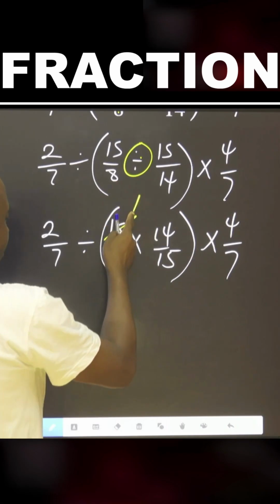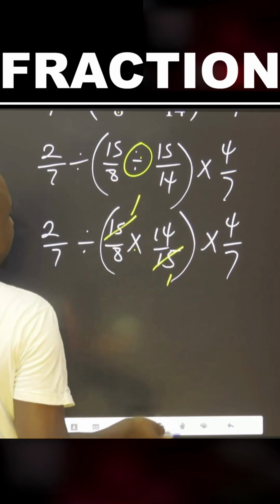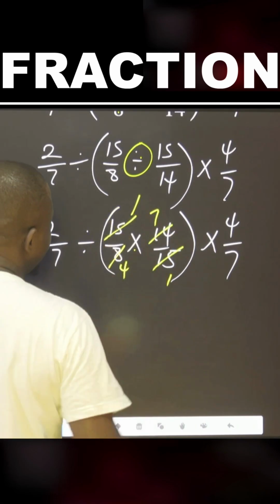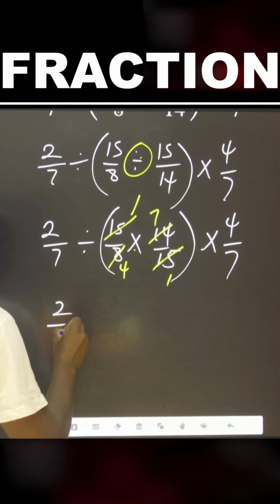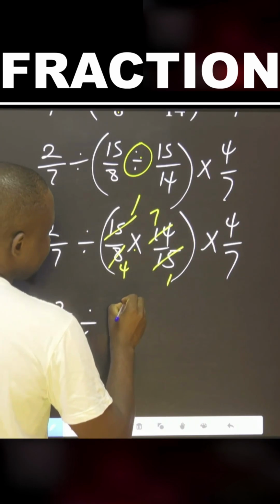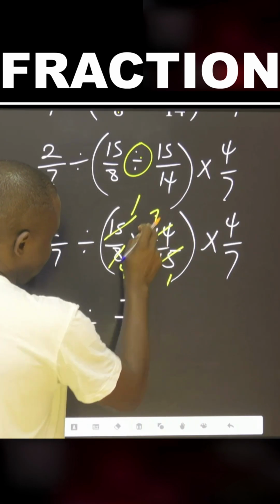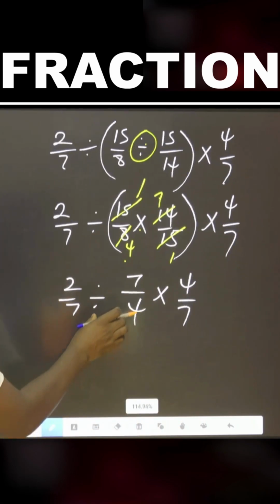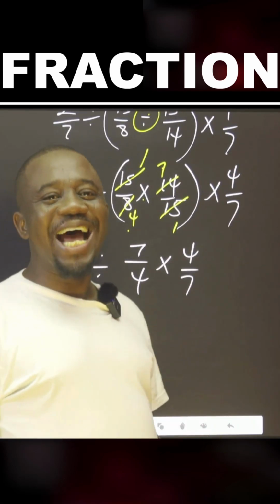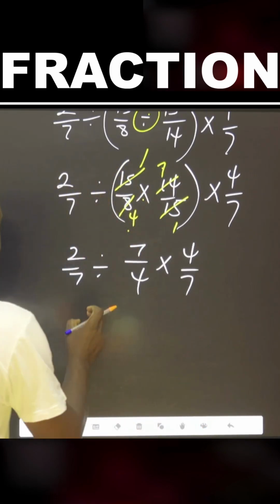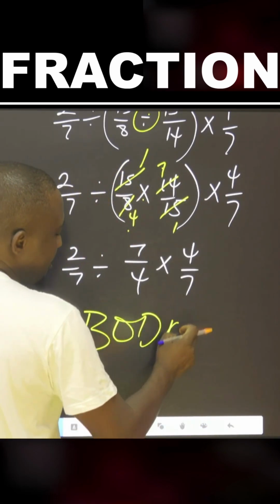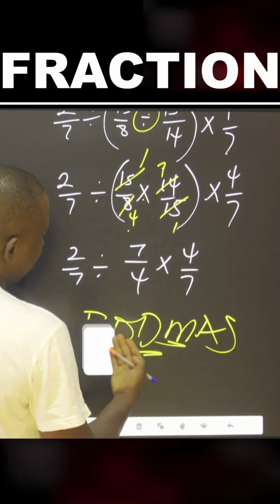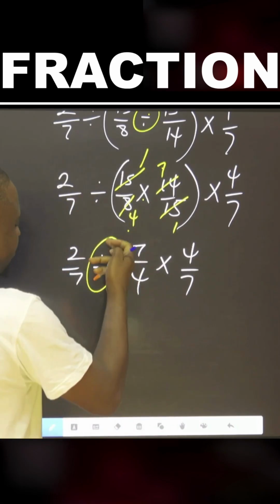So this here is 1, this is 1. 2 here is 4, 2 here is 7. Therefore, we have 2 over 7 divided by 7 over 4, multiplied by 4 over 7. Now, the battle is between divide and multiply. If you still apply BODMAS, you will find that it's division before multiply. So we are going to work with the division first.